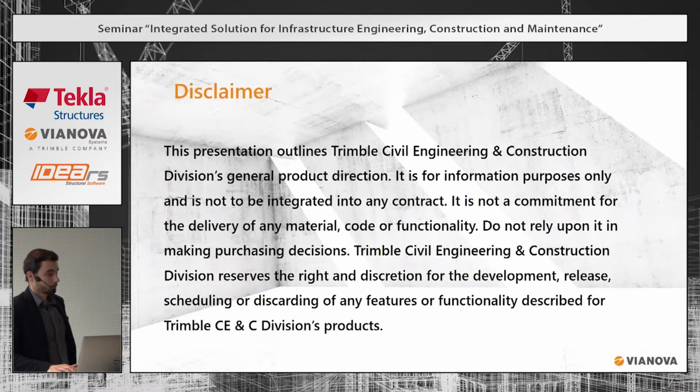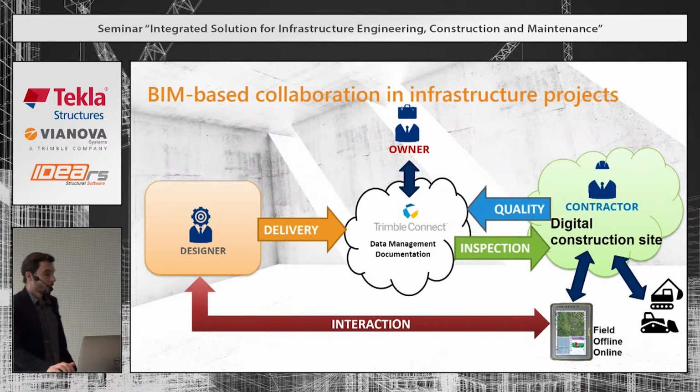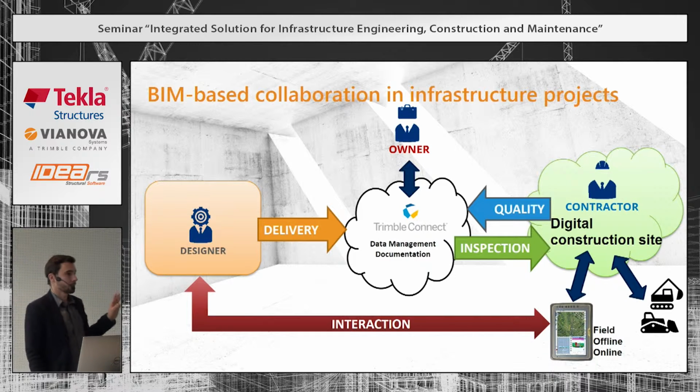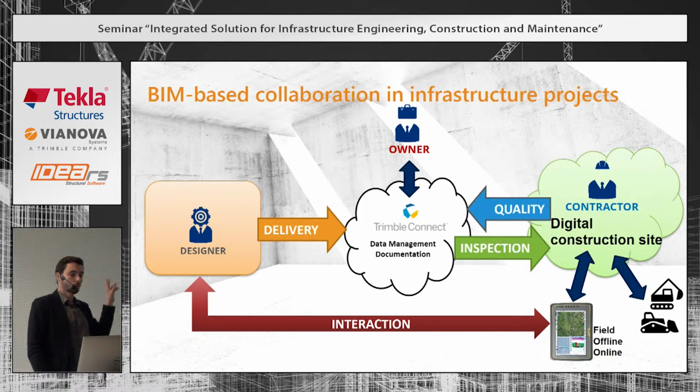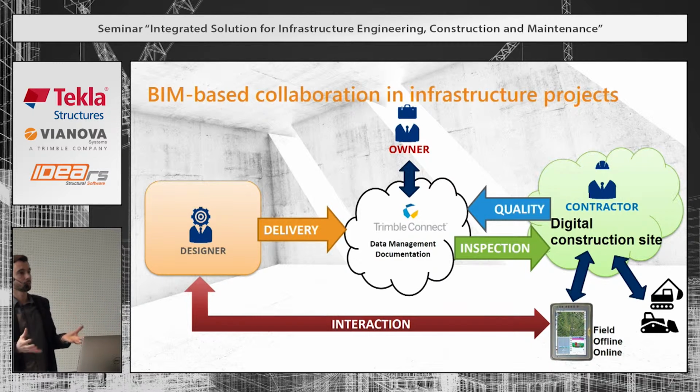This one Tuomas already showed, I don't have to show it again. But this is how we see BIM-based collaboration in infrastructure projects. This is what a lot of the biggest owners are trying to figure out: how do we collaborate between different vendors? Here is the designer on the left-hand side. The designer is usually working in BIM Level 3, as we were talking about today, so he has the native model in some database where he's doing his job.